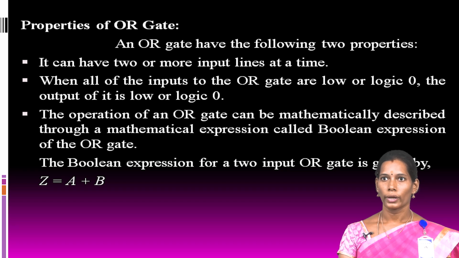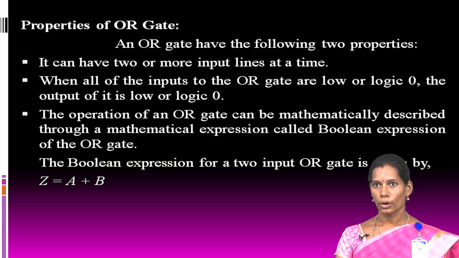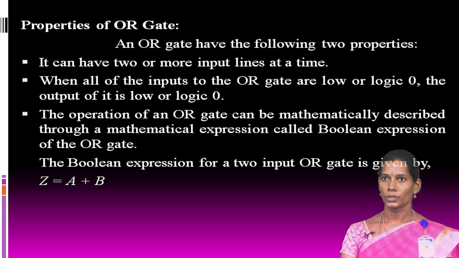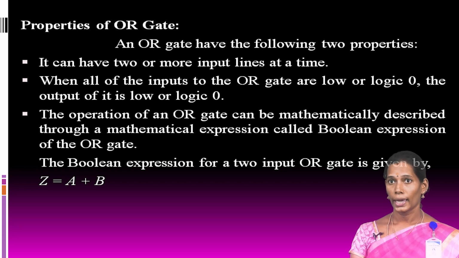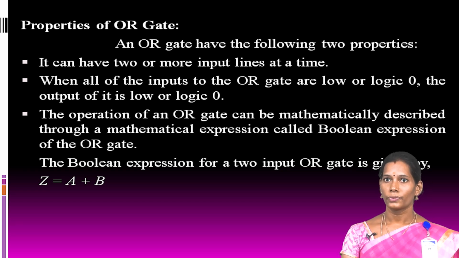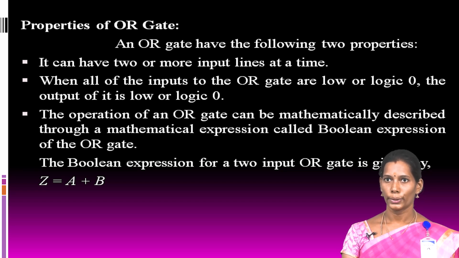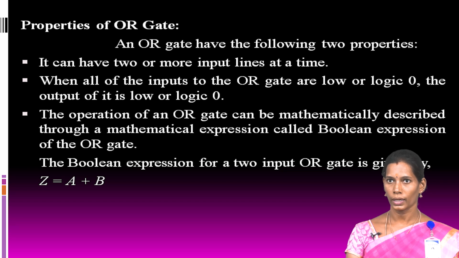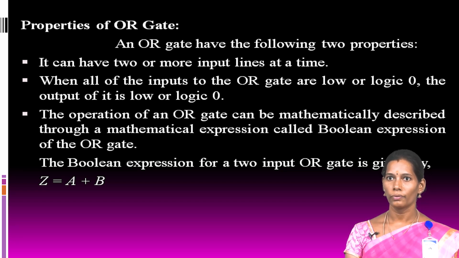The operation of an OR gate can be mathematically described through a mathematical expression called the Boolean expression of the OR gate. The Boolean expression of the two input OR gate is Z equal to A plus B. The Boolean expression for a 3 input OR gate is, for example, Z equal to A plus B plus C. Here, A, B and C are inputs and Z is the output variable. We can extend this Boolean expression to any number of input variables.